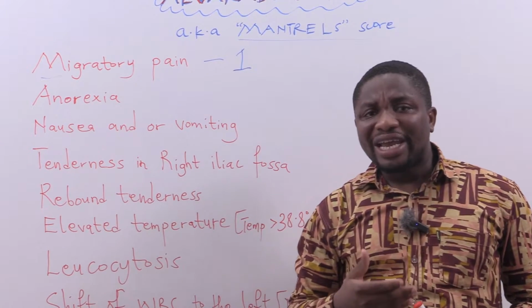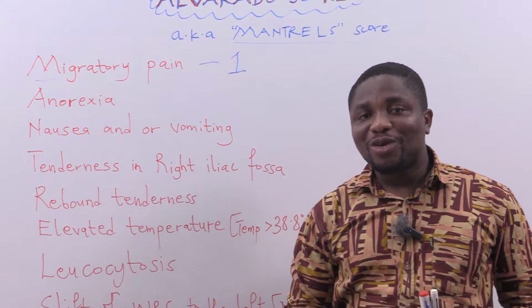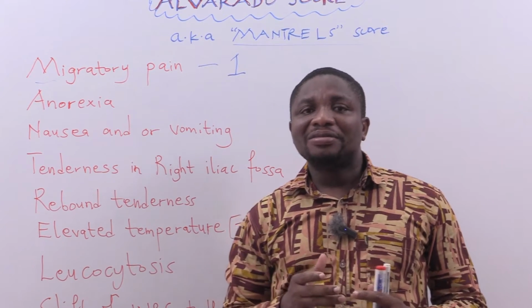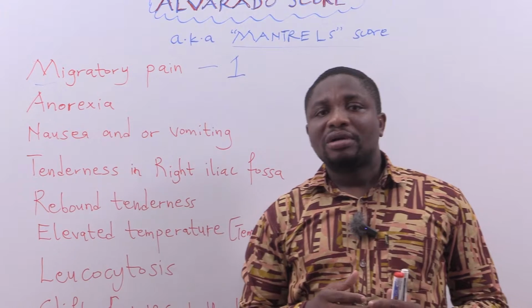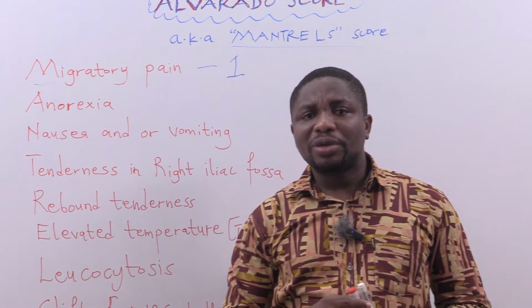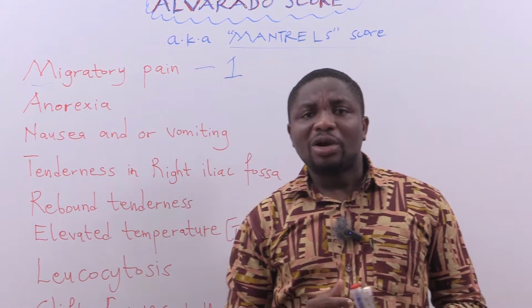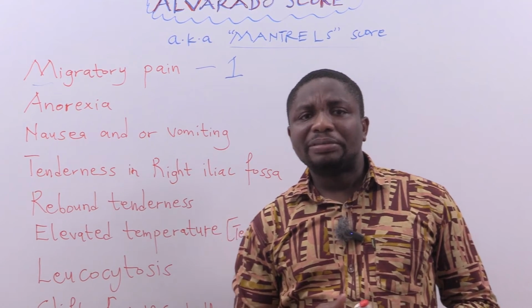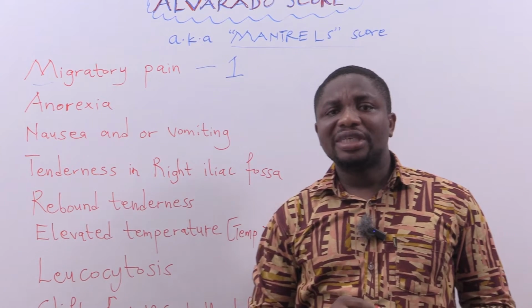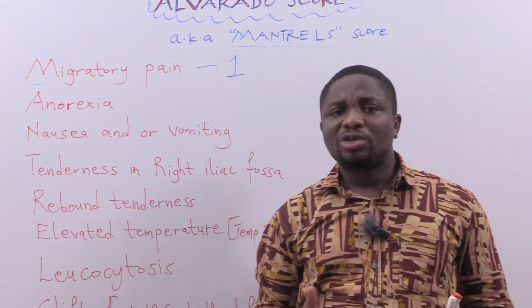The pain then migrates towards the right iliac fossa or the right lower quadrant when the peritoneum around the appendix becomes irritated or inflamed as well. Only when the pain becomes of parietal origin will it be felt in the right iliac fossa or the right lower quadrant.